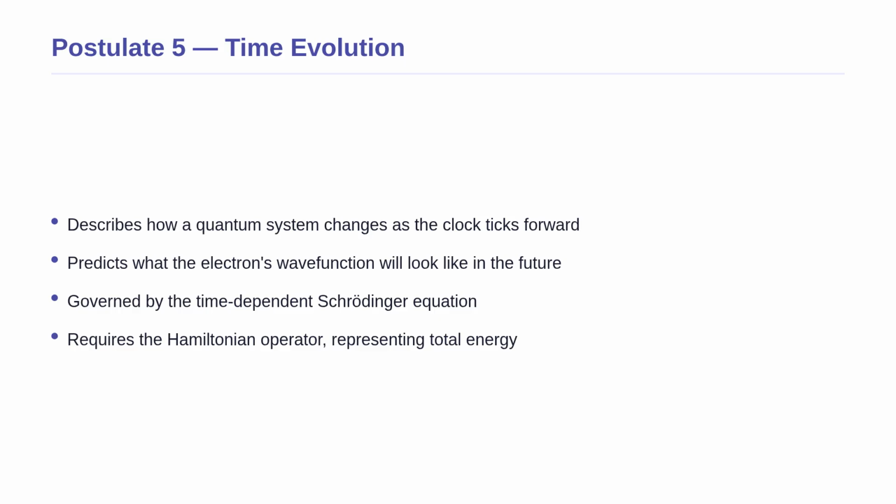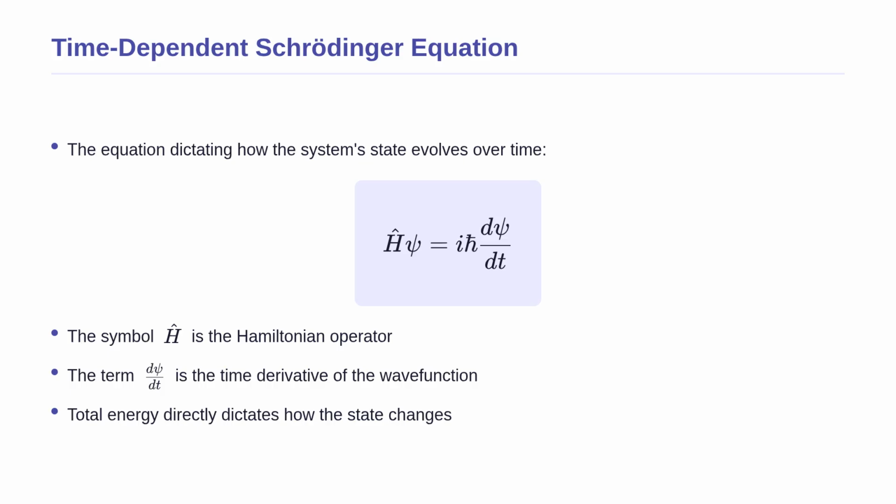To find out how the state changes with time, we must use a special operator called the Hamiltonian, which represents the total energy of the entire quantum system. This evolution over time is governed by a famous equation called the time-dependent Schrödinger equation.